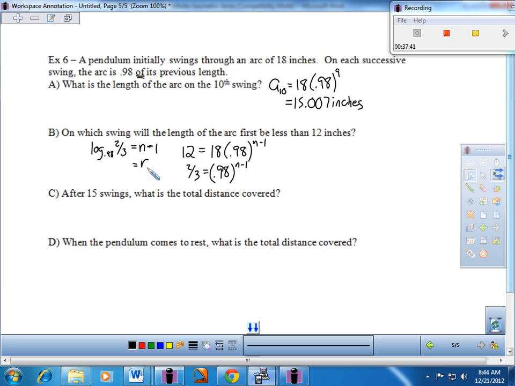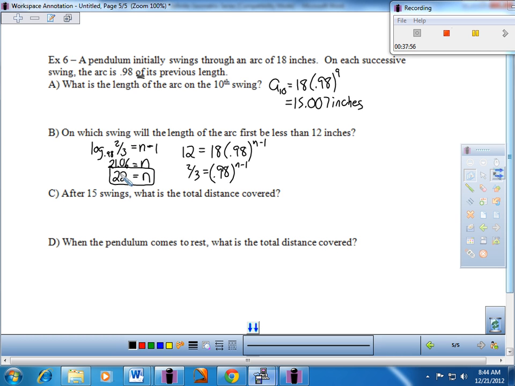So what that means, and let's put that in just for right now, is on the 21st swing, it looks like it'll be a little over 12. And so on the 22nd swing, I think that's going to be our answer, when it would hit below 12. Good, because again, this is what's called a discrete function, where we're going from one swing to the next to the next. So that number really doesn't make any sense, so we would just round up there.